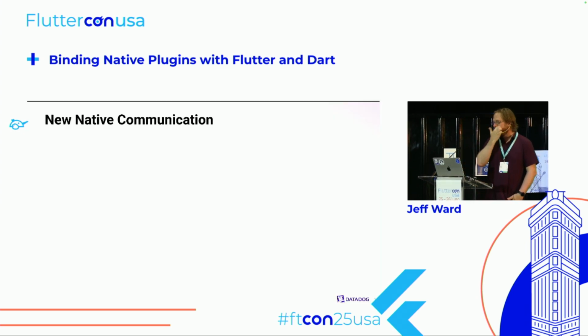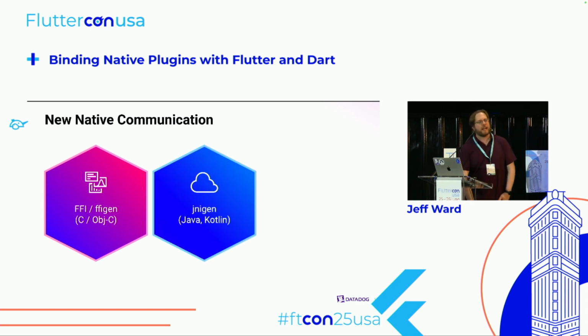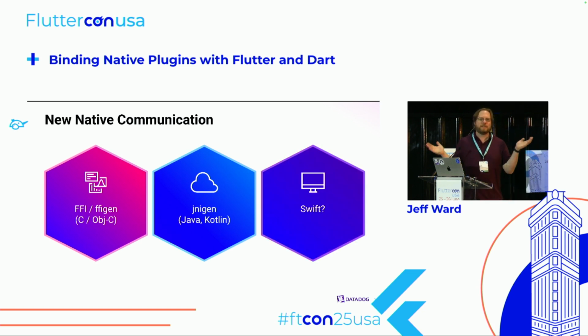So what does the new native communication look like? Well, we have FFIgen, which is how you're going to interact with C and Objective-C for iOS and other C libraries. And now we have JNIgen for Java and Kotlin. And like Swift is in there somewhere. We don't know what's going on there right now.